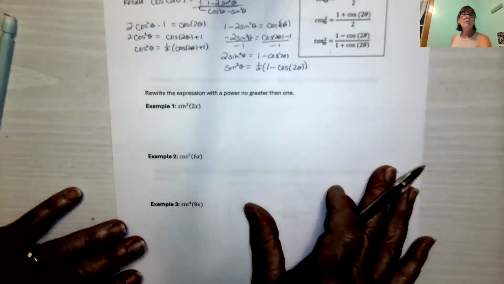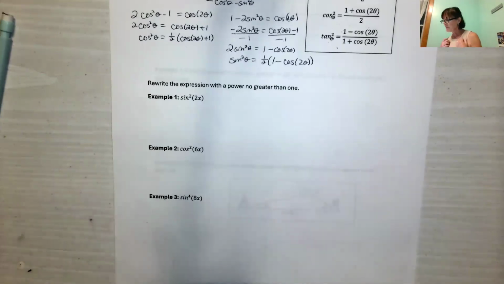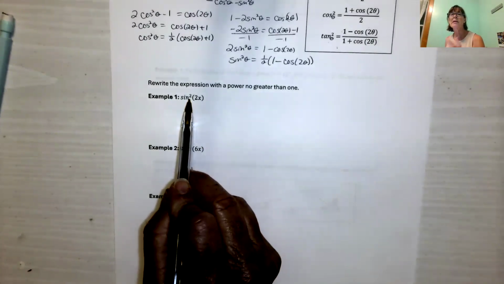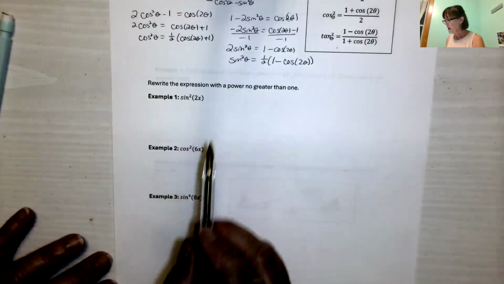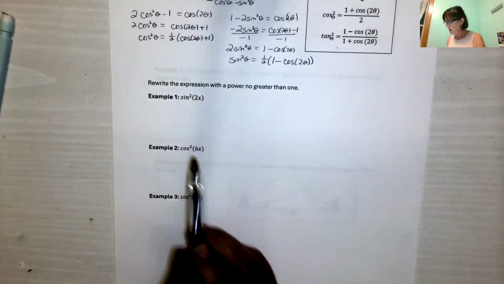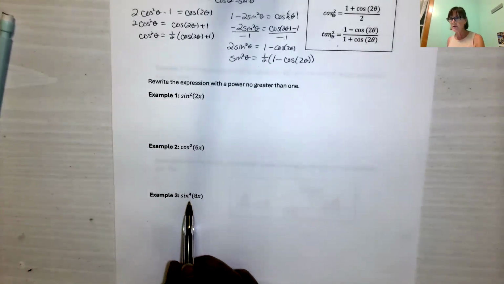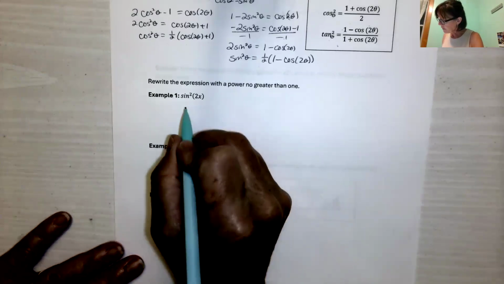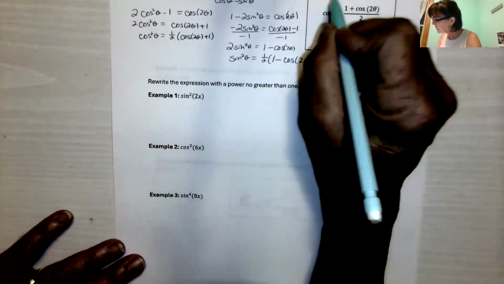Okay, so now let's see, how would we rewrite these? Our instructions for all three of these examples are to rewrite the expression with a power no greater than 1. So what that means is currently the power is 2, sine squared. I need that to be the highest power of 1. This is a 2. I need to rewrite that as something to the first power. This third one is something to the fourth power. I need to rewrite that as something to the first power. So this is all we do. We say, okay, I have this newly introduced reduction formula right here.